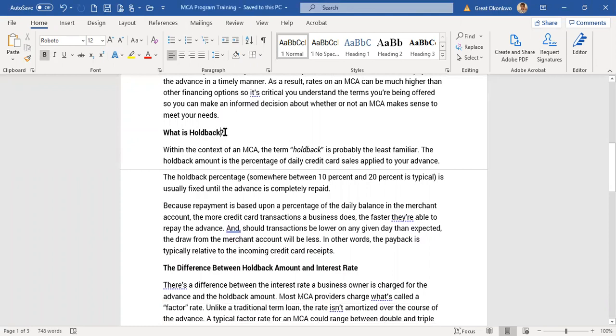So what are holdbacks? Because in MCAs, you have what we call holdbacks. Well, within the context of an MCA, the term holdback is probably the least familiar. Most people don't know about that word, holdback. So the holdback amount is the percentage.